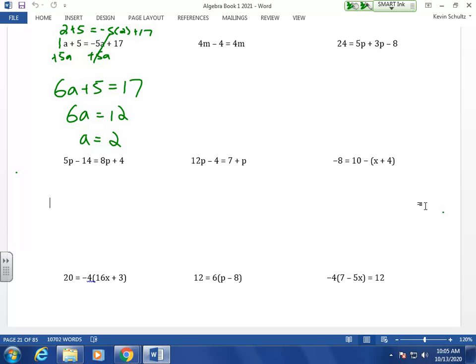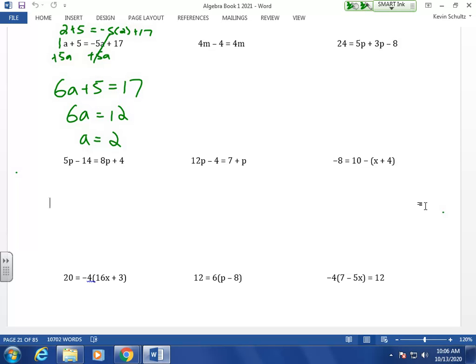The next one, 4m minus 4 equals 4m. What's special about this one? Falls into a special category. What category is that? What's special about it? Joey? Also, it's already a 2-step, but it doesn't have any solutions? It's already in kind of a 2-step form, but more so, it doesn't have any solutions. There's no value for m that's going to make this equation true. And why is that, Joey?